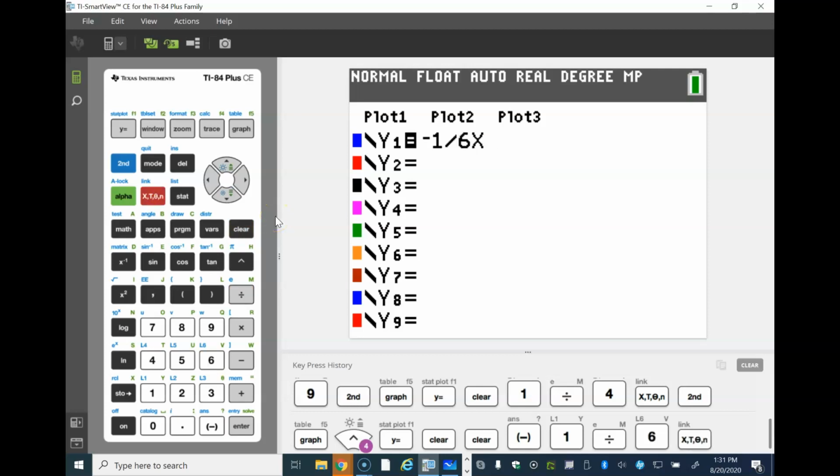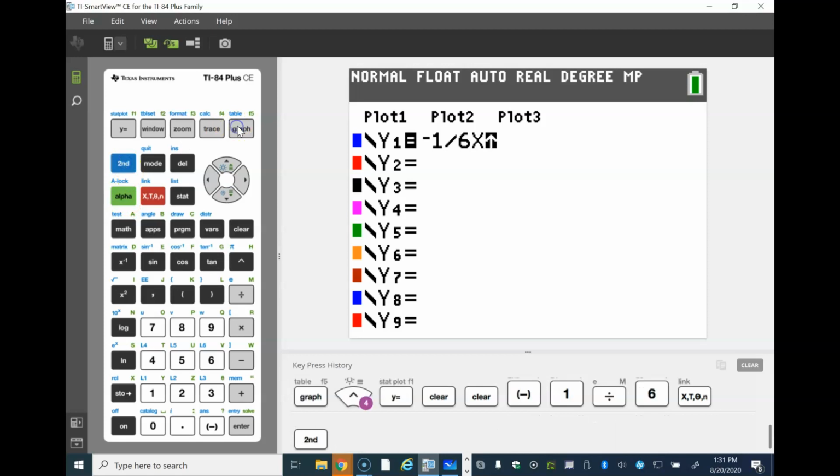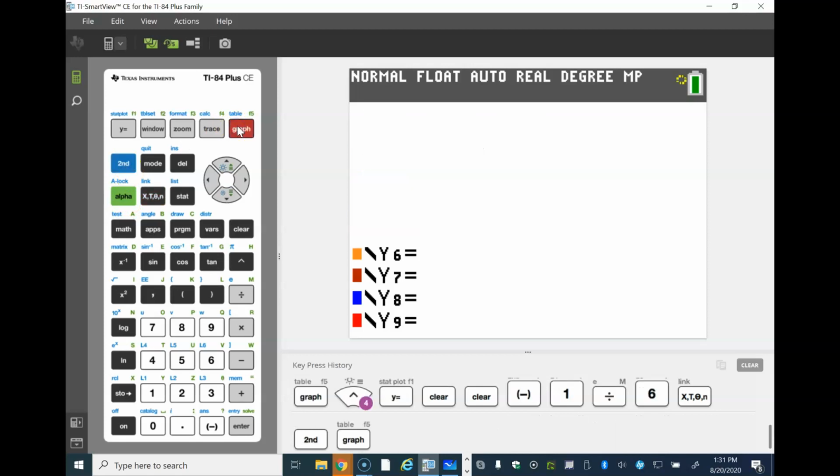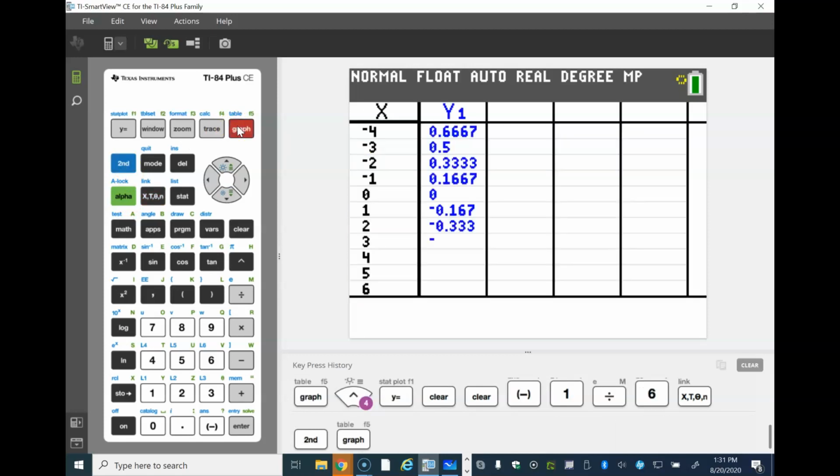We're going to hit second and graph, and we're going to look for those zeros. For this particular one, I'm glad I picked this example. Remember, we're looking for a 0 on this side and a 0 on this side, but this example has a 0 exactly on both sides, which means it goes through the origin. So our first one is going to be 0, 0.